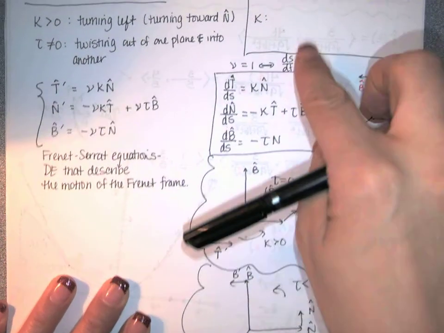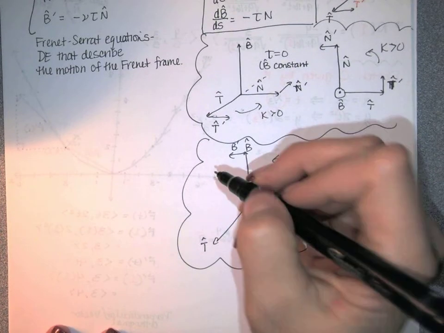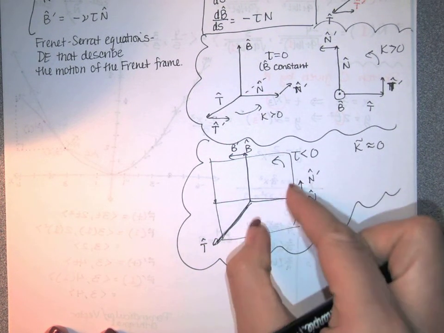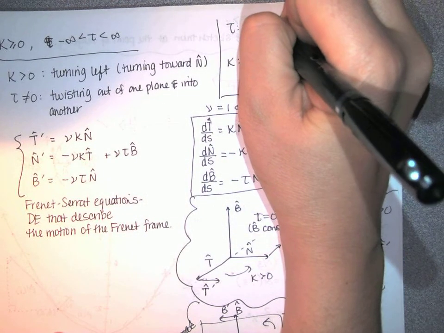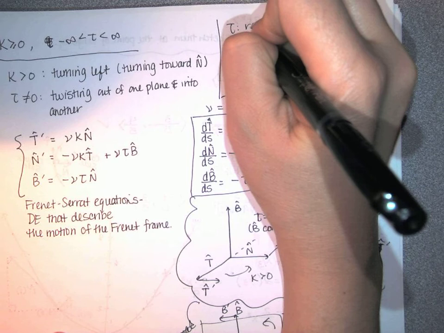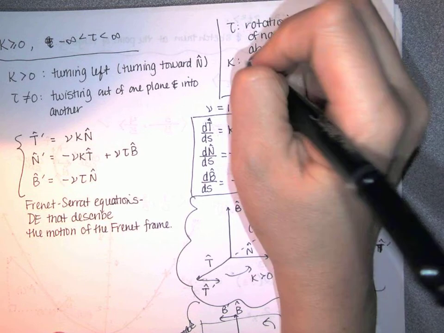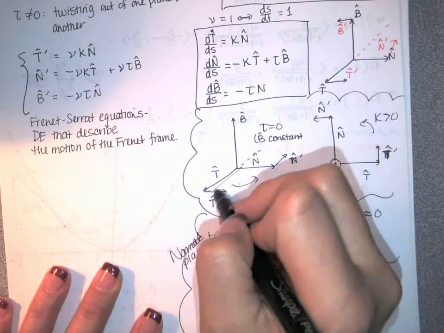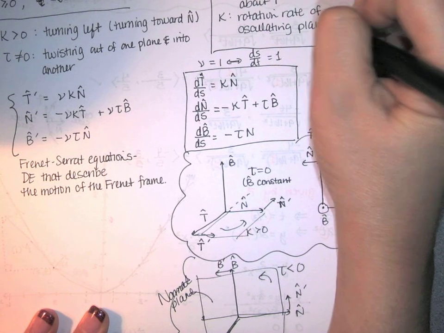So let's talk about torsion and curvature as rotation rates. Torsion, if I look at this picture, it's the rotation rate of the entire frame about a steady t hat. So t hat is pointing out, and this normal plane back here is rotating around it, approximately. So torsion is the rotation rate of the normal plane about t hat. And curvature is the rotation rate of this plane, which is the oscillating plane, about b hat.